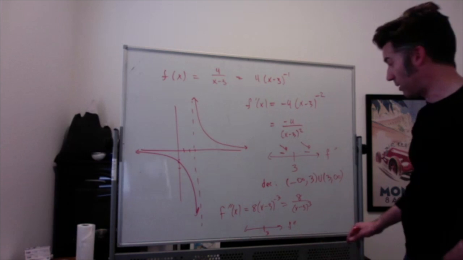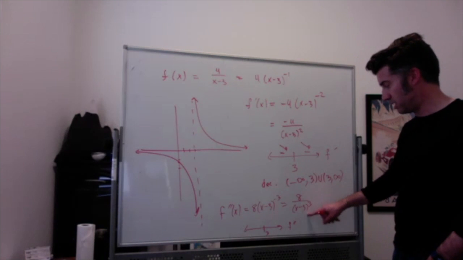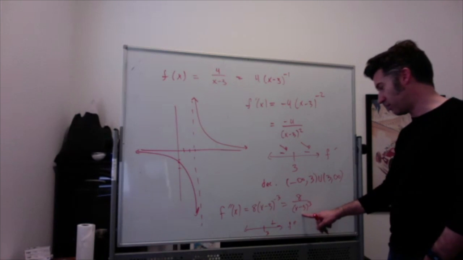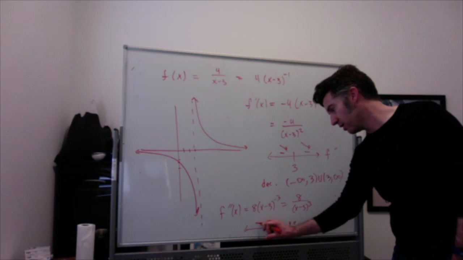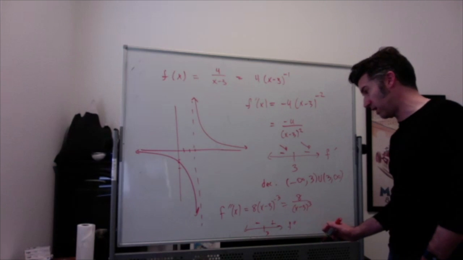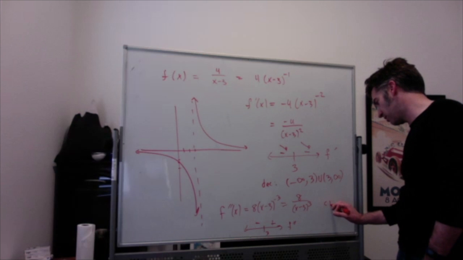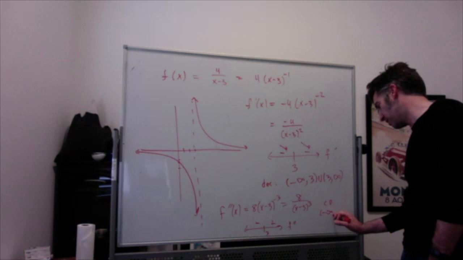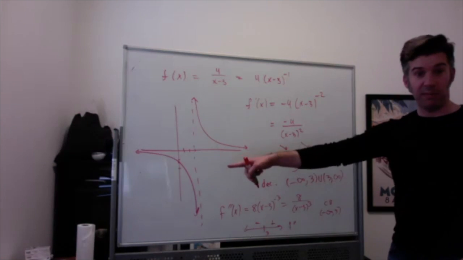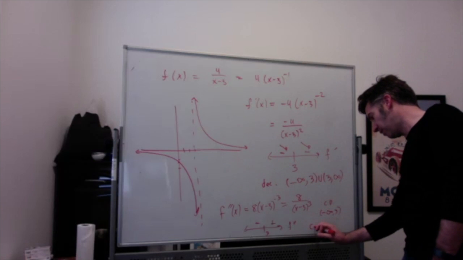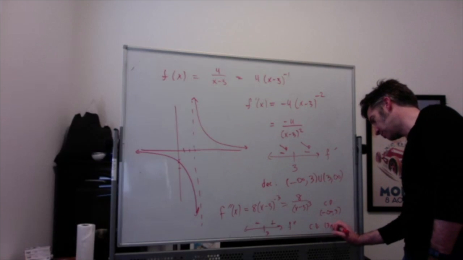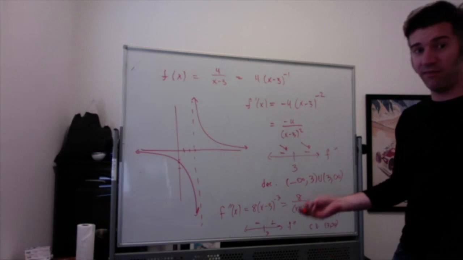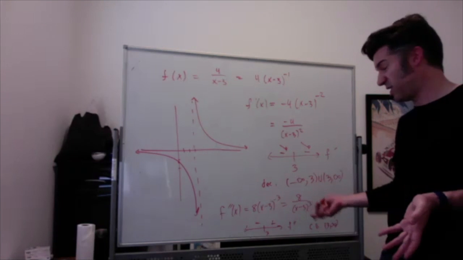And I see that if I'm bigger than 3, like 4, this thing's positive. If I'm smaller than 3, like 2, this thing's negative. So it's concave down and then concave up. So it's concave down from negative infinity to 3, like my picture shows. It's concave up from 3 to infinity. But we don't have an inflection point where the concavity changes because the function is undefined there.